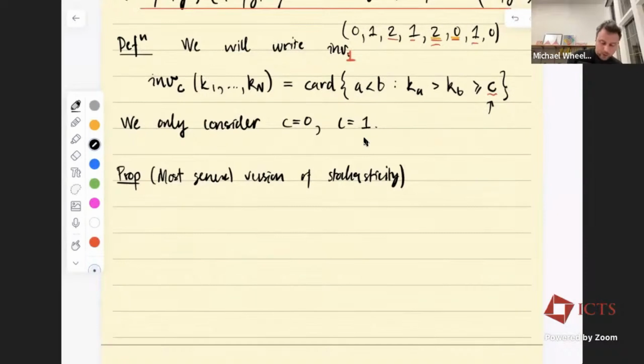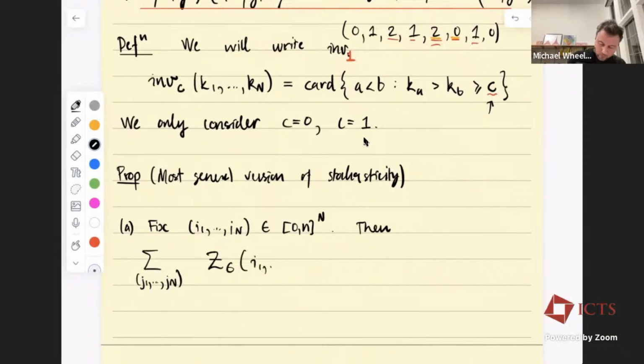All right, so there were two statements. If I fix i_1 to i_n that lives along the bottom of the lattice, then by summing over all j's, j_1 up to j_n, of Z_sigma, this is equal to 1 for all i. So we saw that one last time.